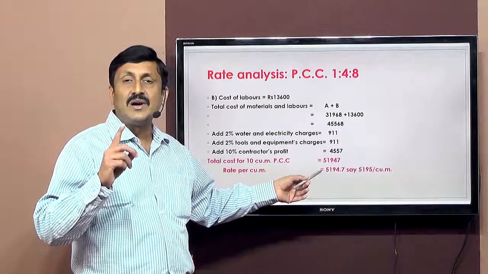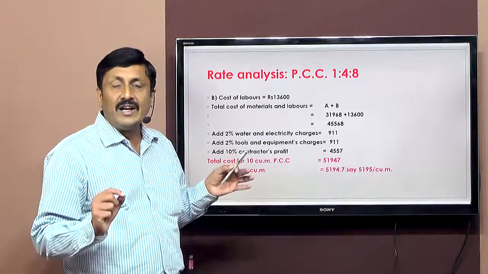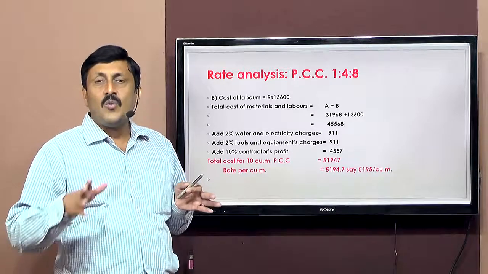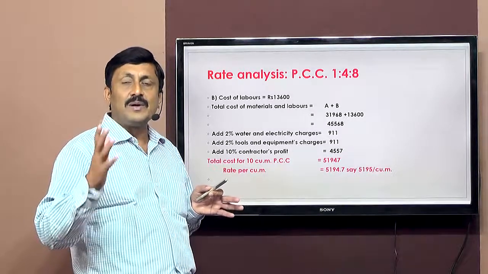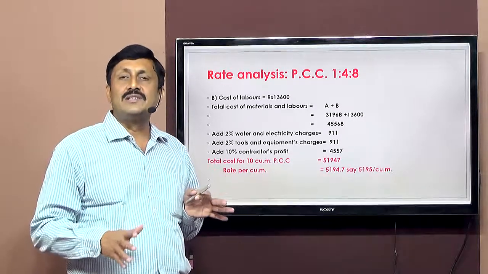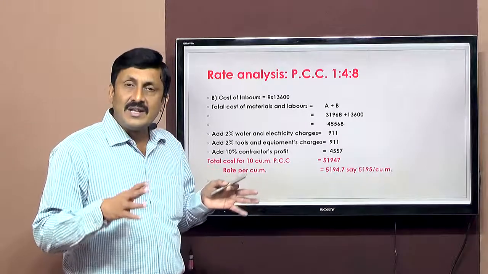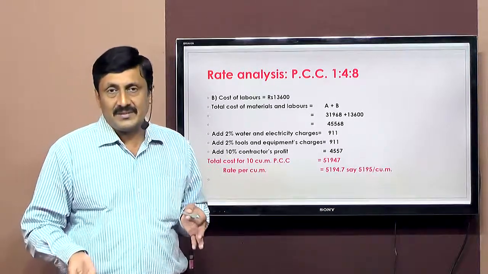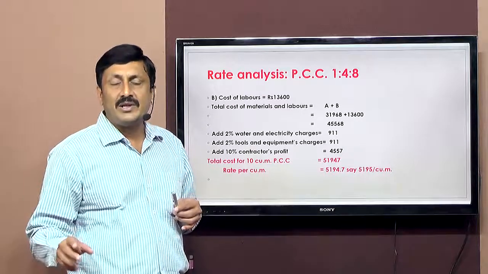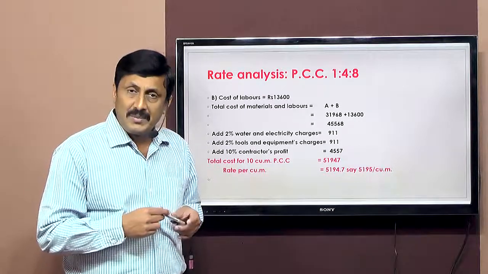Your rate analysis will complete only when you find out a rate per unit, that is rate per cubic meter. Once you determine the rate per cubic meter of this PCC, then and only then is your rate analysis completed. Otherwise, you unnecessarily lose marks, because your final answer should be rate per unit. It may be rate per square meter or rate per cubic meter.